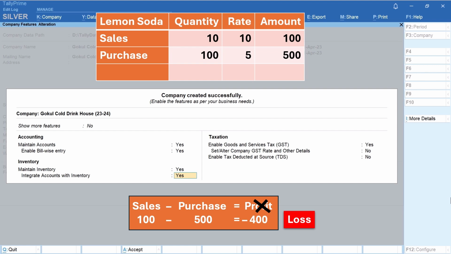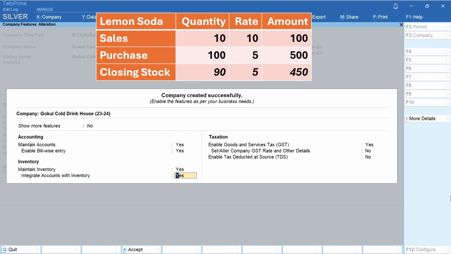As per Devendra, 90 bottles are there in our stock. And they too have some value. So we will have to add up the value of our closing stock to our formula. So let's put the closing stock in our calculations now. We have 90 bottles in stock. These bottles we had purchased at the rate of 5 rupees per bottle. So 90 into 5 is 450. We can now say that the closing value of our stock is rupees 450.